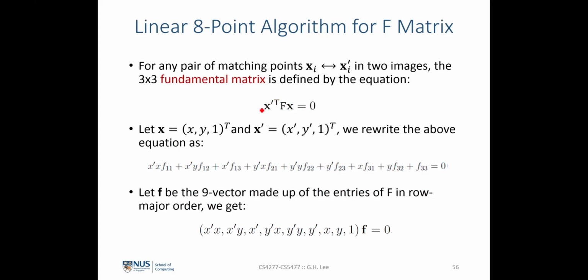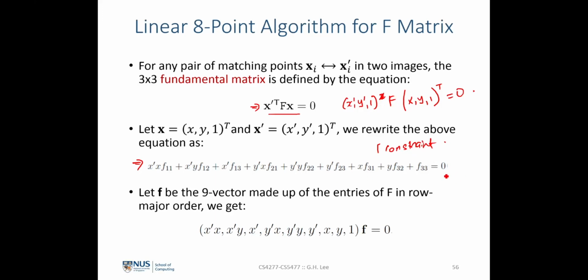So starting from the constraint equation that we have seen earlier on, x prime transpose F x equals 0, we can see that this particular equation over here can be rearranged into this form. This simply means that we expand out this x prime, y prime, 1, and then multiply by x, y, and 1. And so after evaluating this over here, we'll get this particular equation. And this simply means that we get one constraint on the corresponding pair over the fundamental matrix.